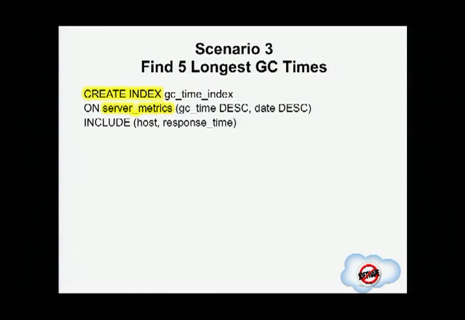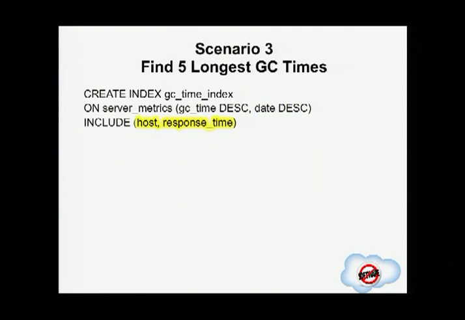OK, so the third scenario is much like the second scenario, but this time we want to optimize it. Let's say this has become a key criteria that you want to collect again and again. Maybe you have a monitoring interface. So in this case, we're going to create an index on your server metrics table. And we're going to index by the GC time descending and the date descending.